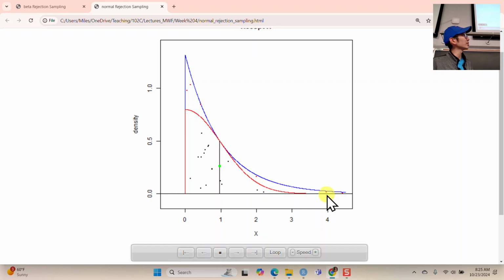It proposed a value out here that got rejected, and you can see most of the time this black line is proposing values between 0 and 1. That's just the nature of the exponential distribution. On occasion, it will propose a value greater than 2, but not very frequently. Most of the time the black line is proposing values over here, sometimes in between here and here, and on rare occasion it will propose a value greater than 3, but quite rarely.